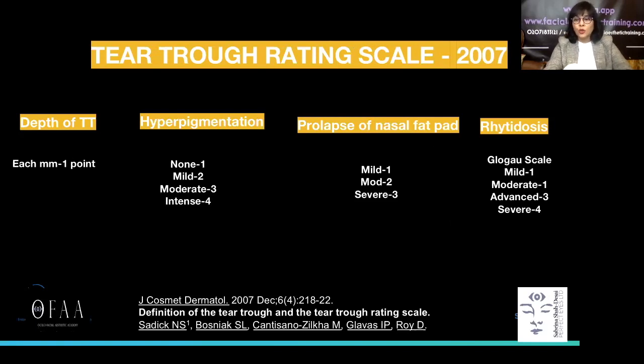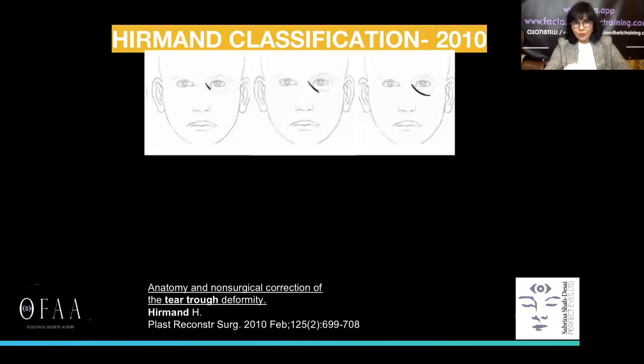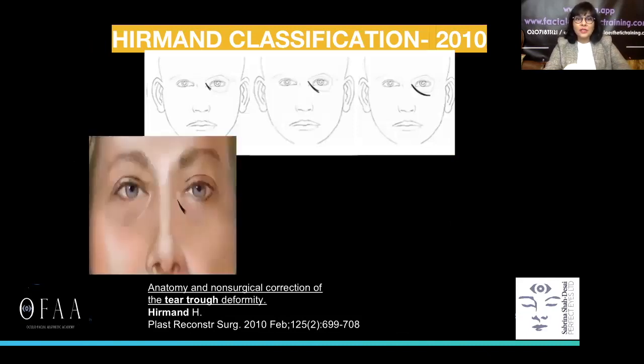So this was a good tear trough rating scale, although slightly complicated. In 2010, Hermann came up with her classification, and I had the pleasure of meeting her. She's an amazing woman. And this is a really good classification that I like using. Now, I'll tell you the reason why I like using this.